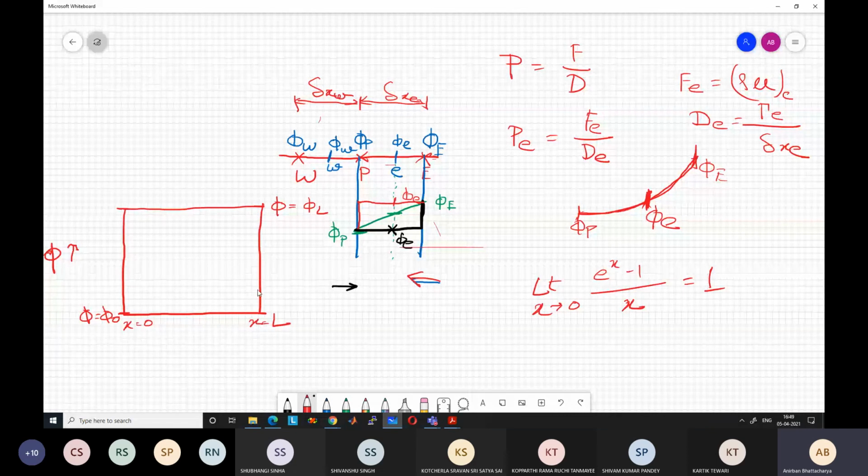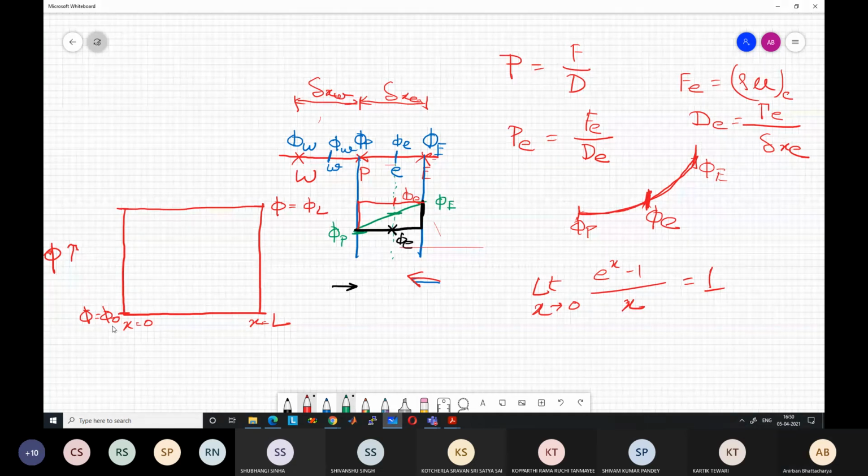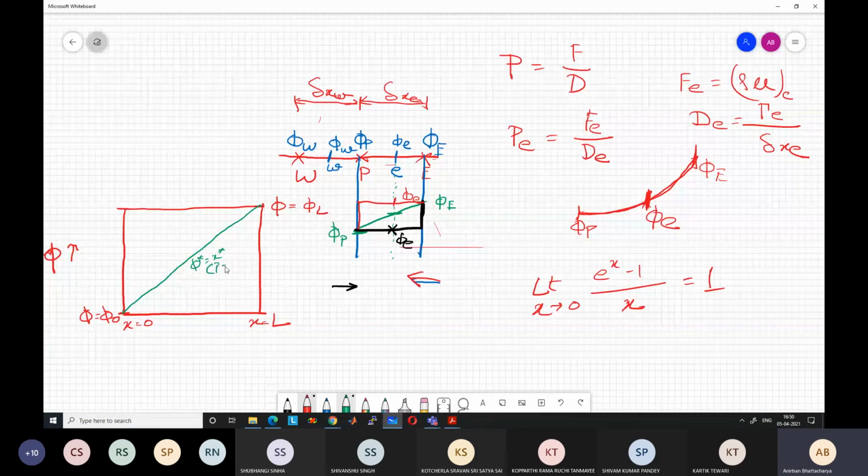So we have found that the variation is exponential, and we are looking at some limiting cases. When the Peclet number tends to 0, we have found that phi star is equal to x star. So this line is phi star equal to x star. It's a linear variation. So phi goes from phi 0 to phi L in a linear fashion. This is only valid for Peclet number equal to 0 or tending to 0. This is understandable from a physical point of view.